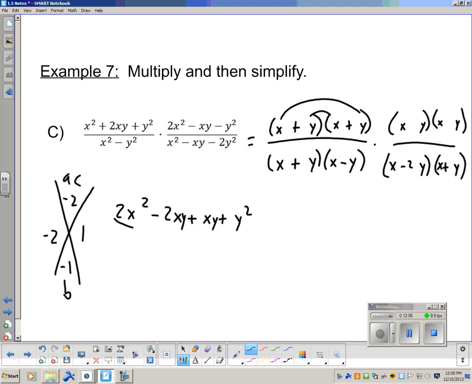Yeah. So now factor by grouping. GCF is 2x. I'm left with x minus y. GCF over here is y. I'm left with x minus y. So factor it here. It becomes x minus y and 2x plus y.